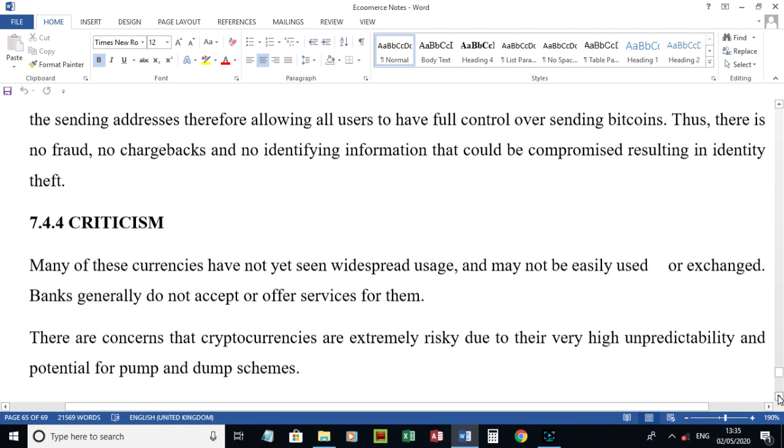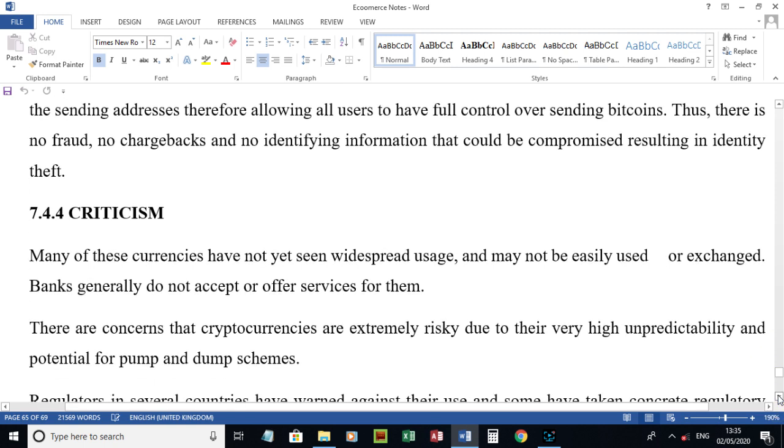Okay. There are concerns, and there are some criticisms. Many of these currencies have not yet seen wide usage and may not be easily used or exchanged. Banks generally do not accept or offer services for them. So these are some of the problems. When you go into it and somebody wants to pay by Bitcoin, you need to be very serious and cautious.